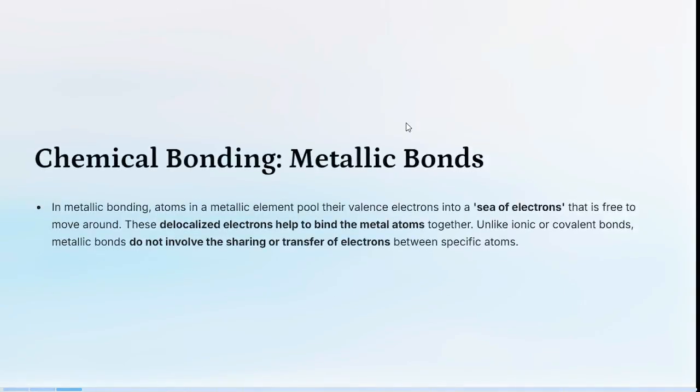So, chemical bonding, metallic bond. In metallic bonds, atoms in metallic elements form a sea of electrons, which I just explained. This sea of electrons is a result of the free movement of electrons across all the metal atoms. This delocalization of electrons across the metals makes for the binding tendencies between metals and their like metals.